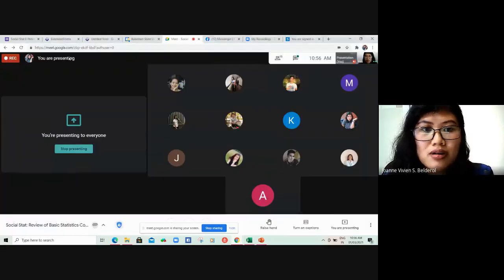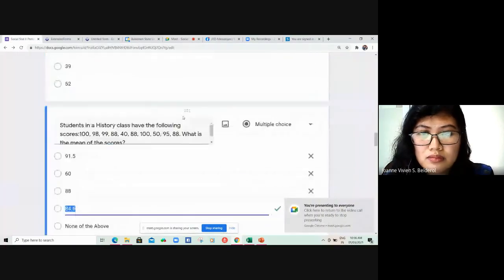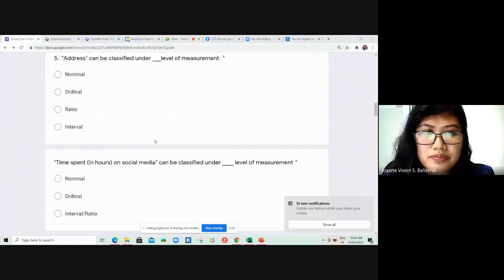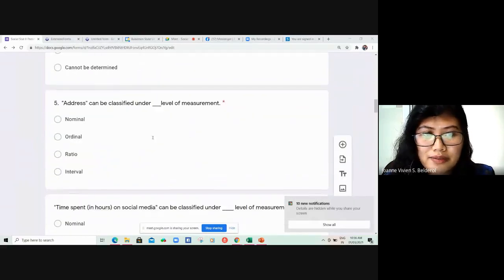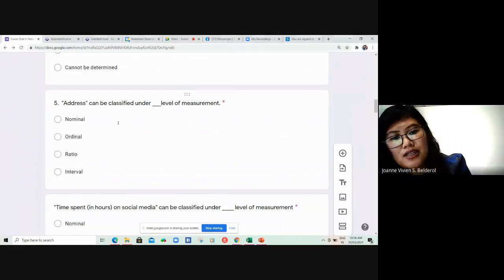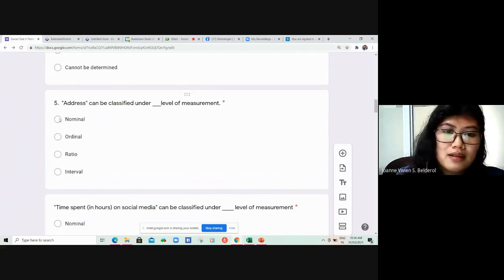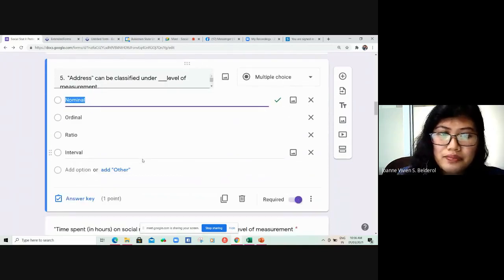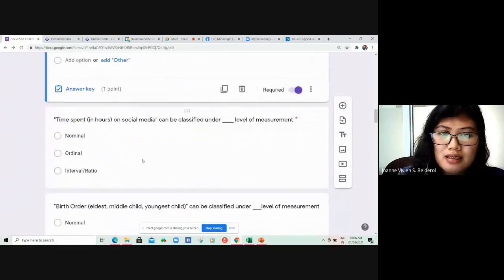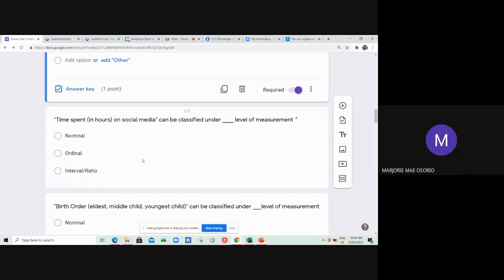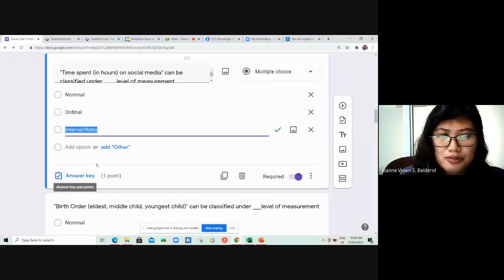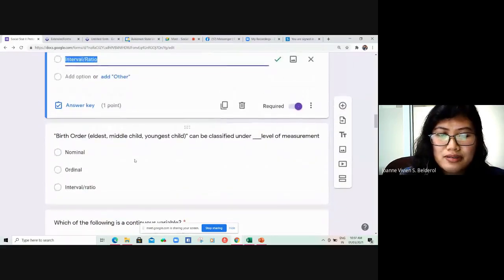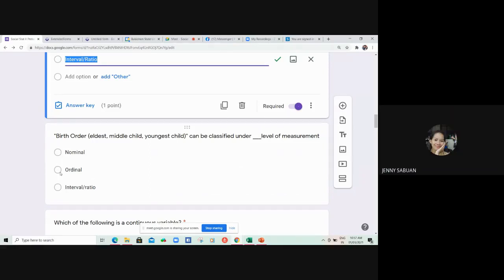Let's go to your pretest. Address. Is it nominal, ordinal, ratio, or interval? Nominal. Correct. So it's nominal. What about time spent in hours on social media? Interval or ratio? True. Birth order? Ordinal. Rank man naman, no? Eldest, middle child, youngest child.